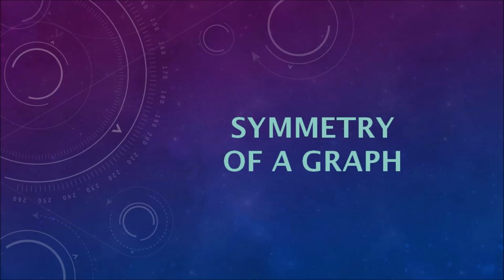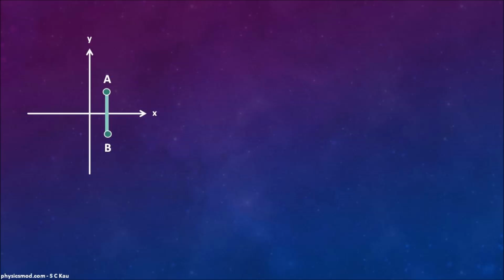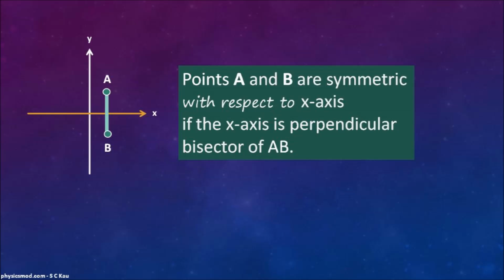Symmetry of a graph. We have discussed points, line segments, lines, circles, and parabolas. Now how can each of them be symmetric? Points A and B are symmetric with respect to the x-axis if and only if the axis is the perpendicular bisector of line segment AB, or there's a 90-degree angle between them.